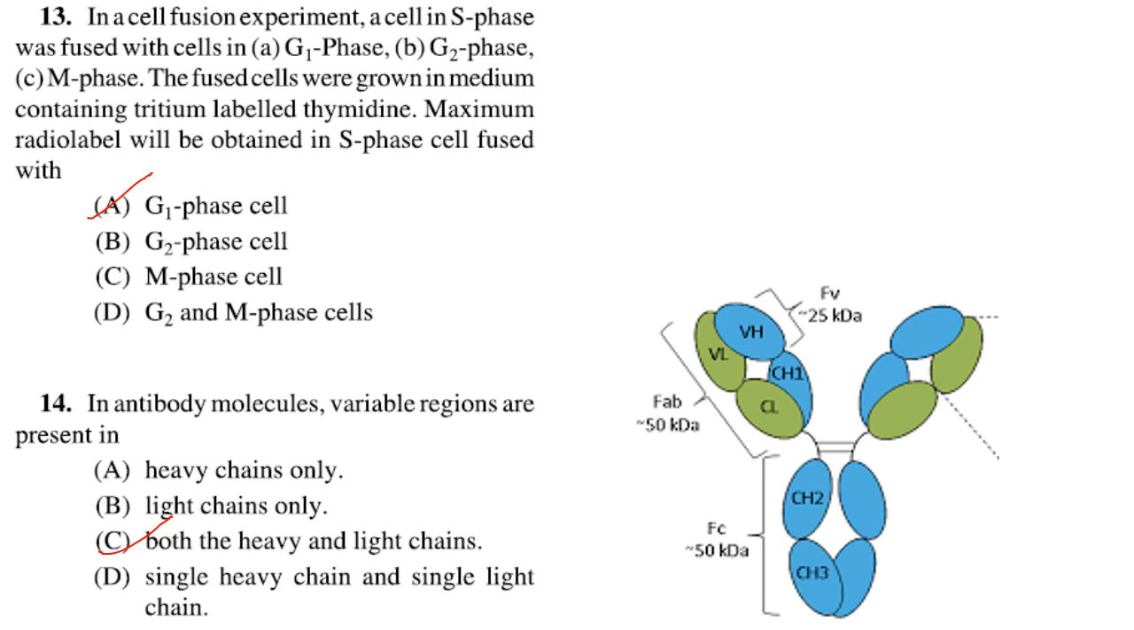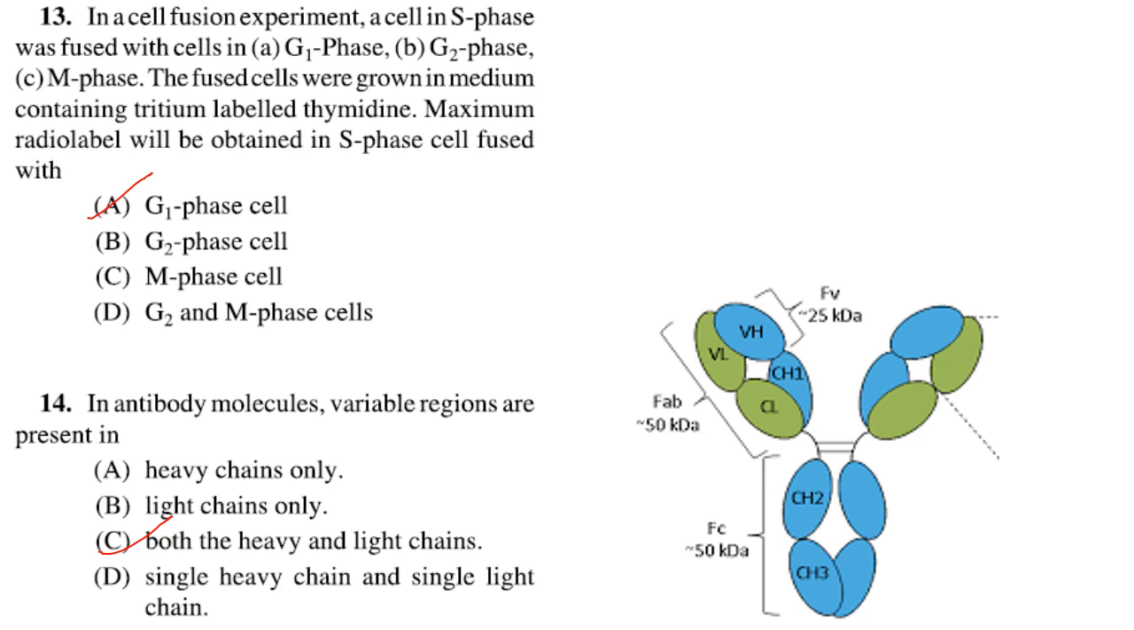In a cell fusion experiment, a cell in S phase was fused with a cell in the G1 phase, G2 phase, M phase. The fused cells were grown in medium containing tritium labeled thymidine. Maximum radio label was obtained in the S phase cell fused with. So when a cell in S phase is fused with a cell in G1 phase, what happens is the G1 phase is stimulated to synthesize DNA.